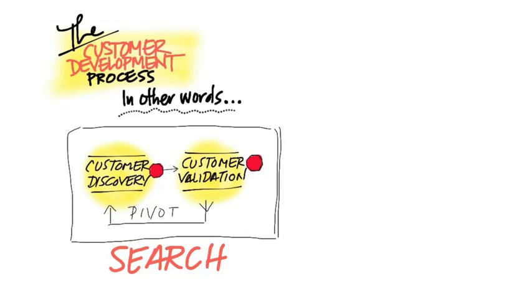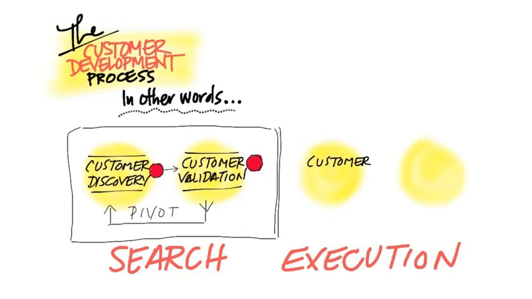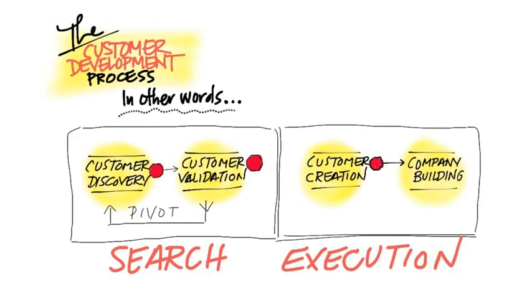Once you find this repeatable and scalable business model, then you go into the execution phase of customer development. And that's about creating end user demand and scale, called customer creation, and then building the organizations to actually build your company for scale by transitioning from customer development into a functional organization that's oriented for constant and rapid execution.